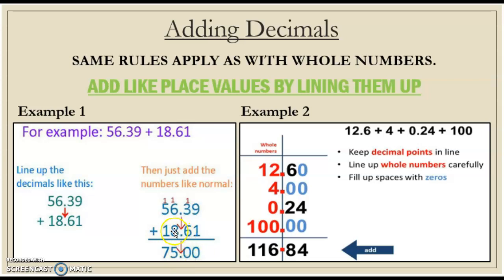Let's add the units. 8 plus 6 plus 1 unit will be 15. You carry the 1, put down the 5. Add the tens. 5 plus 1 is 7. Your answer is 75,00.